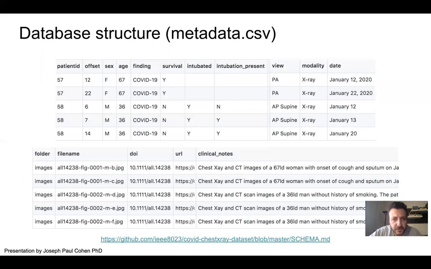All right, the database structure to go over quickly is a CSV file, just for simplicity. We have different fields, such as an offset, which is when they started having symptoms or when they presented at a hospital. The finding they have, yes or no survival, intubation. A lot of these can be blank. View information for the X-ray, such as PA, AP, supine. For all these rows, the file name is the unique identifier, and we have information on the specific paper that it came from and some clinical notes that are associated with that image.